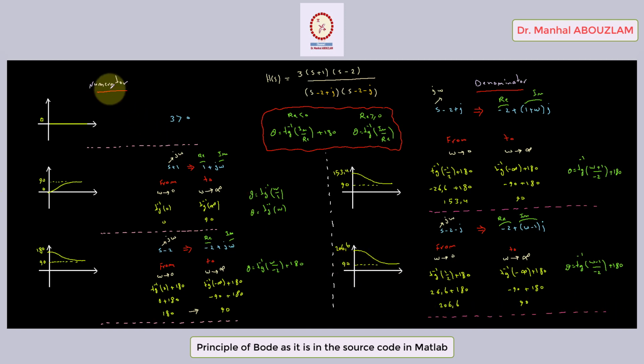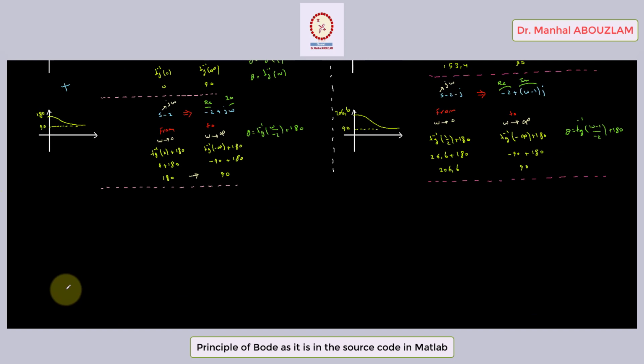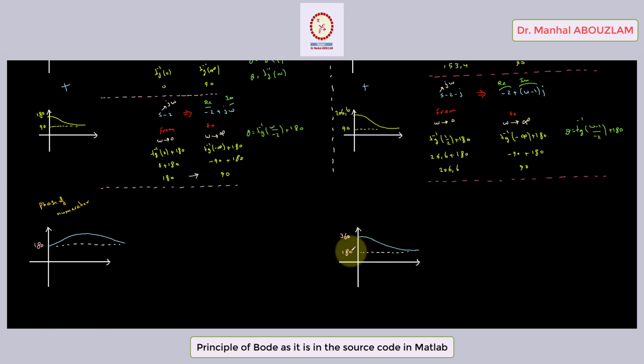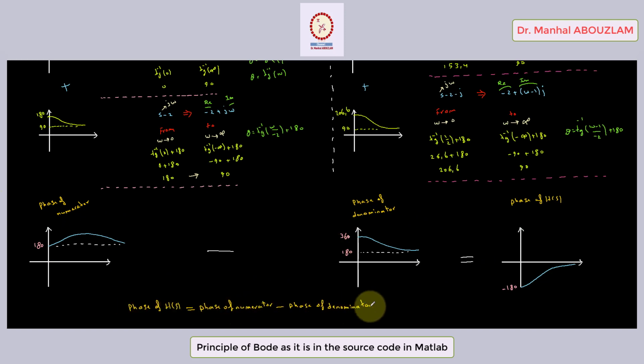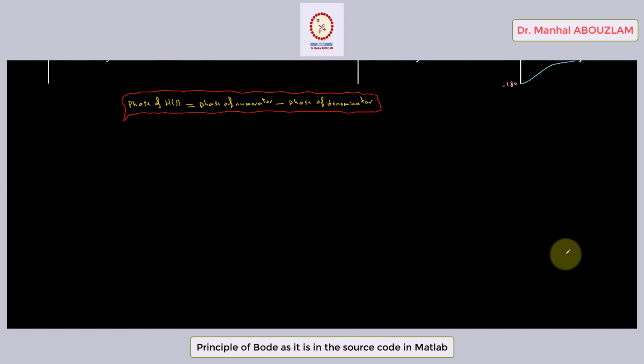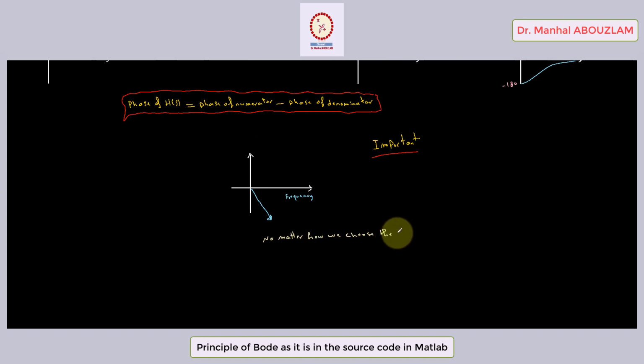Now we add all the curves corresponding to the numerator, then we obtain the phase of the numerator. Then we add all the curves corresponding to the denominator, then we obtain the phase of the denominator. So the phase of the transfer function is equal to the curve of the numerator minus the curve of the denominator. As you see here, we obtain the same curve that the function Bode gives, where the phase varies from negative 180 to 0.